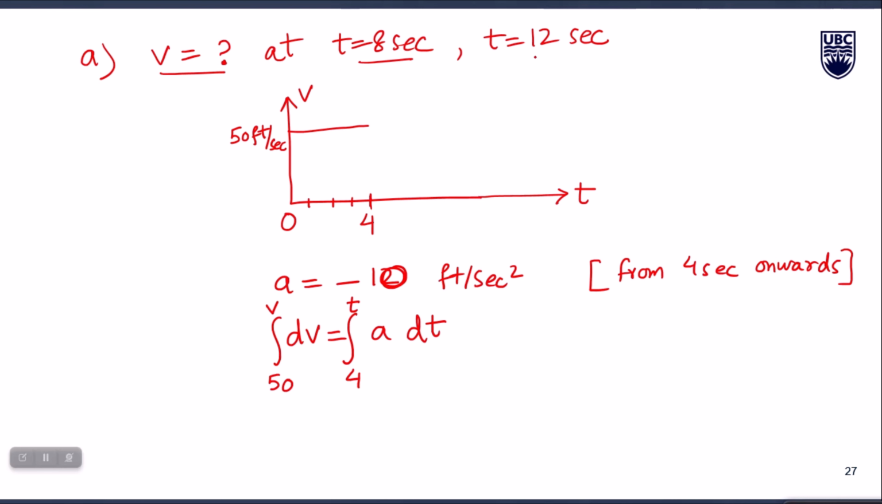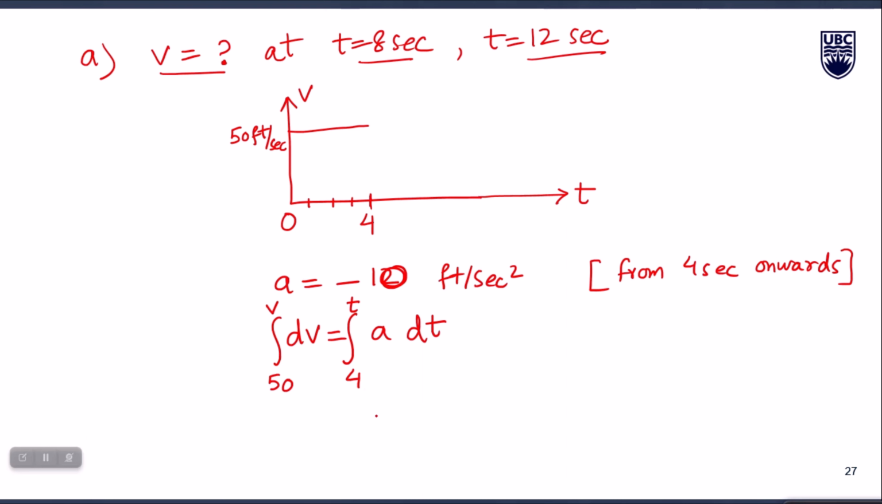So in order to calculate velocity from 4 second onwards, I need to integrate acceleration, but that acceleration needs to start from 4 second onwards, right? So the lower limit of v will be the value of velocity at 4 second, and the lower limit of time will be 4 seconds. So let's evaluate that integral.